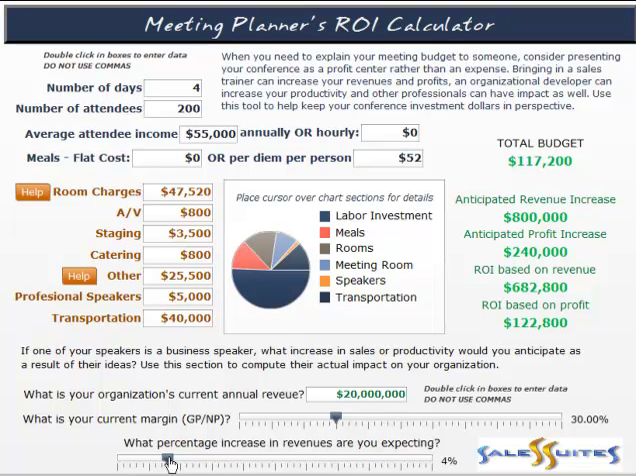But how much impact is a $5,000 speaker or two $2,500 speakers going to have on the organization? They're actually losing money by using less experienced speakers. And this is what you want to use the calculator for, is to impress upon the meeting planner the value, the ROI of investing, not spending, and having better speakers come to their conference.